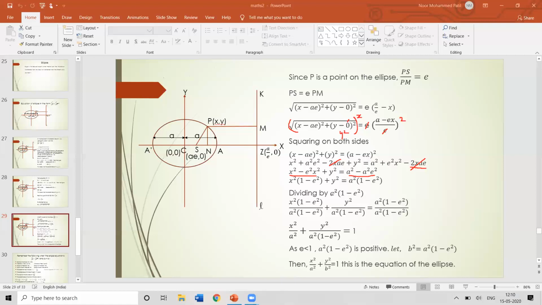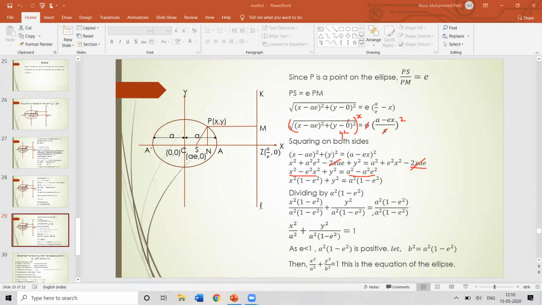Okay. Now dividing by a square into bracket 1 minus e square, because what we actually want is the formula x square divided by a square plus y square divided by b square is equal to 1. We want 1 on the right hand side. That's why on the right hand side I am having a square into bracket 1 minus e square, and that's why I have divided the whole equation by this term. When you divide it, what is going to happen? This term is divided by a square into bracket 1 minus e square. Again, y square is divided by the same term, equal to the right hand side a square into bracket 1 minus e square, which again gets divided by a square into bracket 1 minus e square.